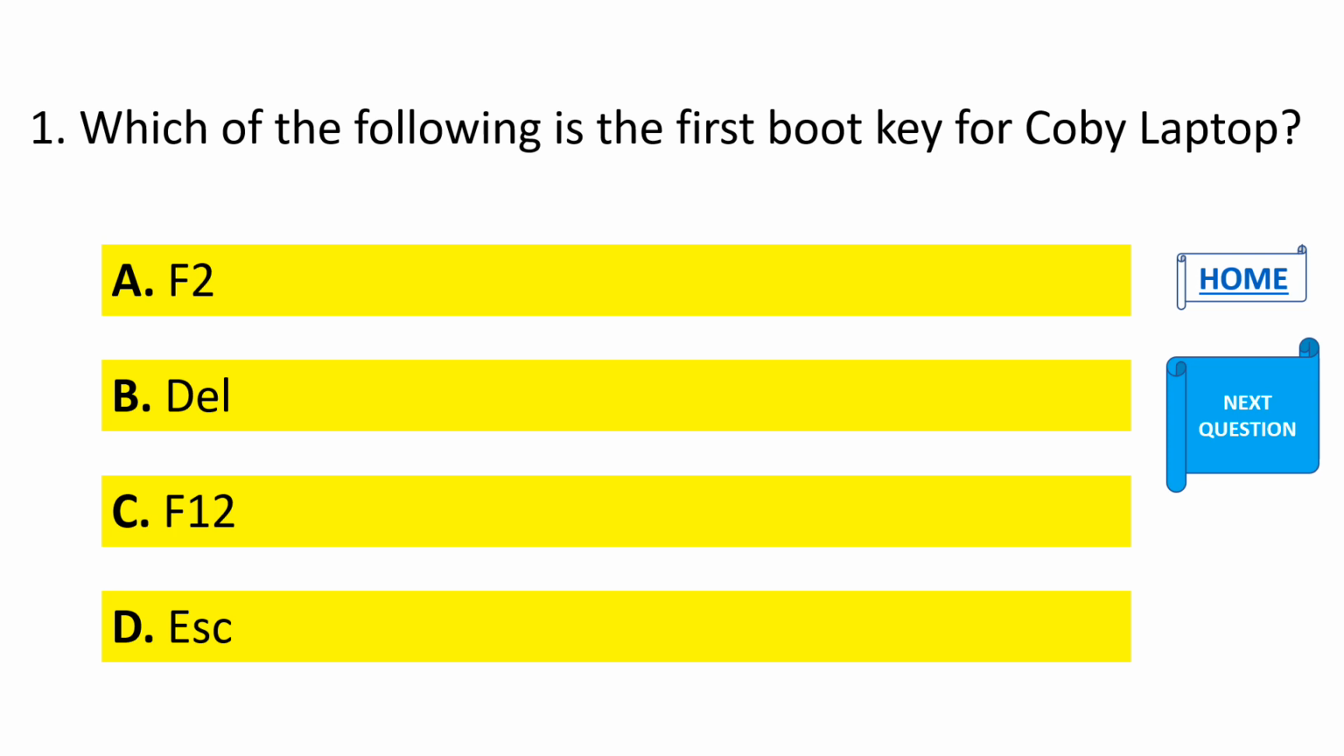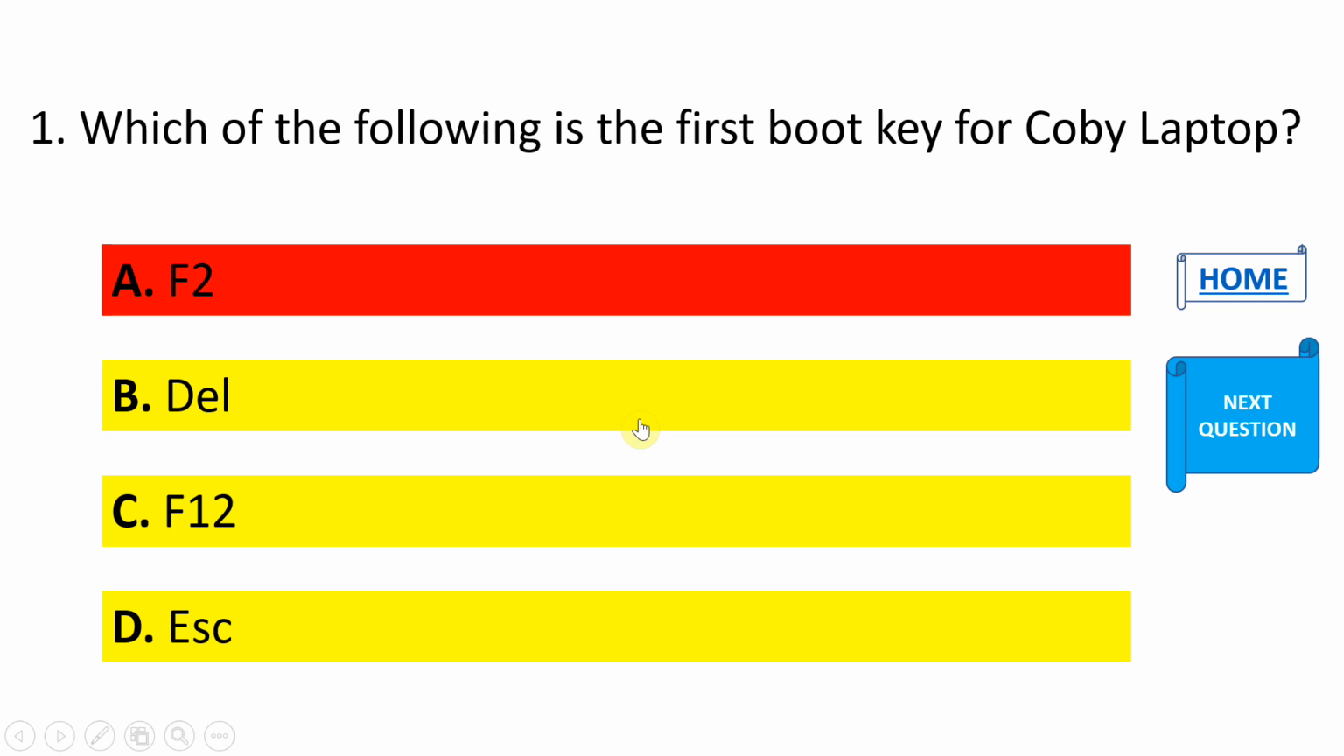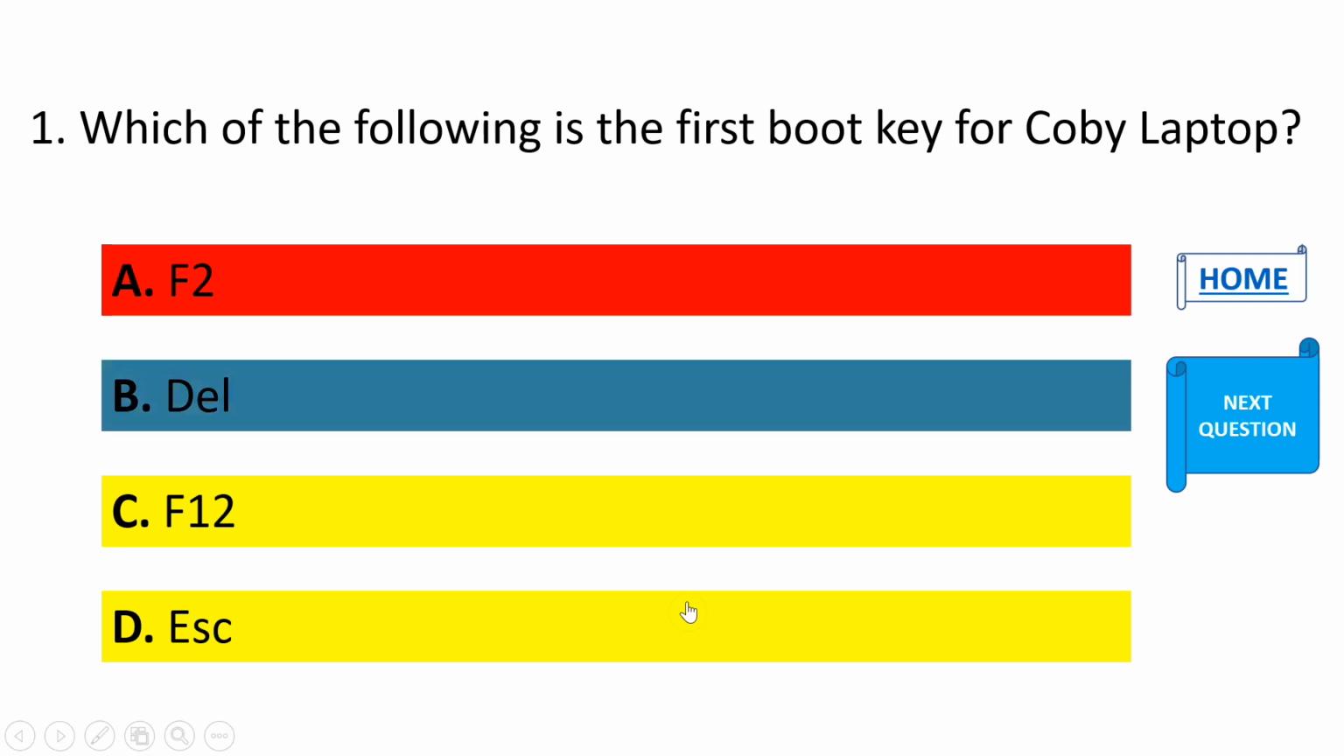So for instance, which of the following is the first boot key for a Kobe laptop? For example, you're going to answer F2. It will actually prompt you that this is a wrong answer. Okay, so for instance, if you select the correct answer by clicking, it will actually prompt you that your answer is correct.